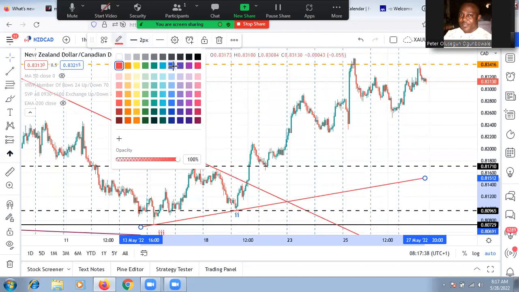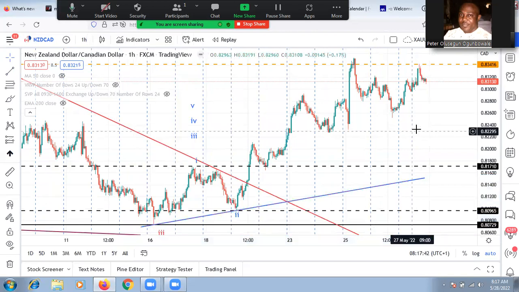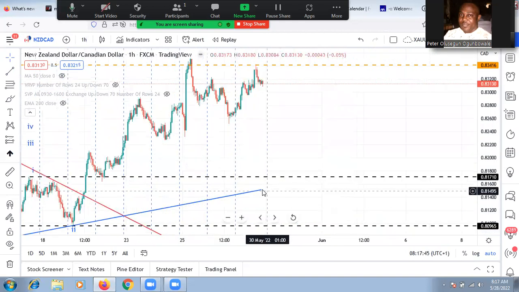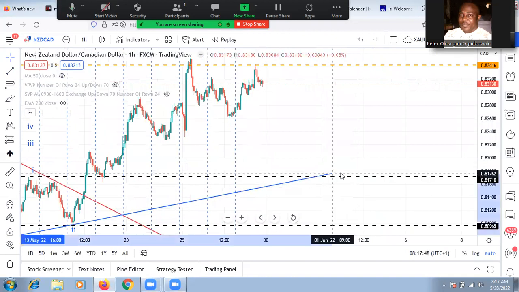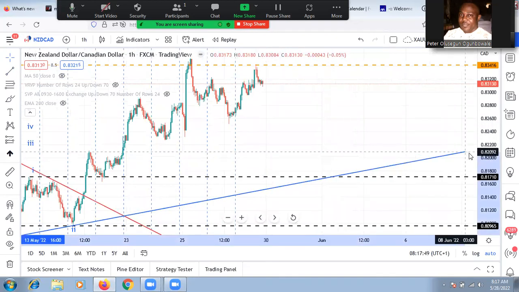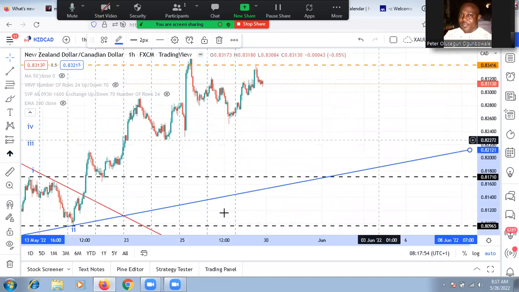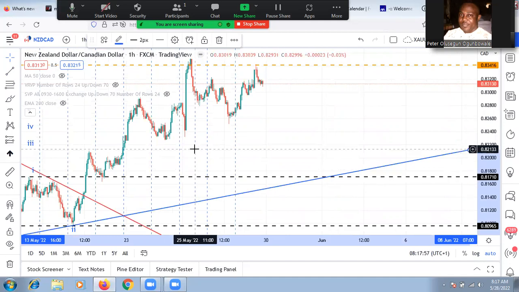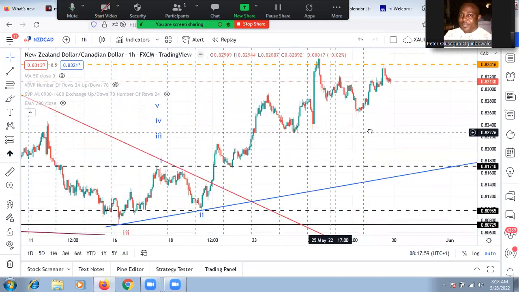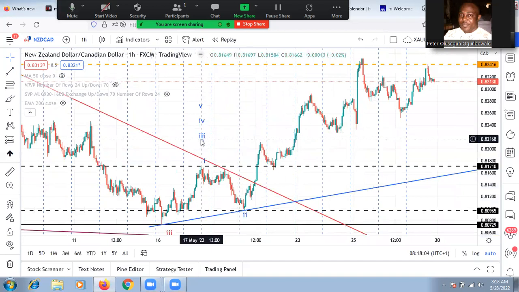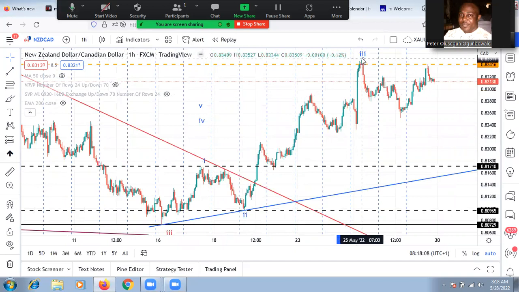Price would have to violate this before I say, yes, this thing is completely taken. I need price to violate this. So whatever happens, my 4 would have to come and violate this. And that means a big 4. Now, for me, we are inside a 3. Where exactly are we inside that 3? Have we completed a 3? That is what we want to do.